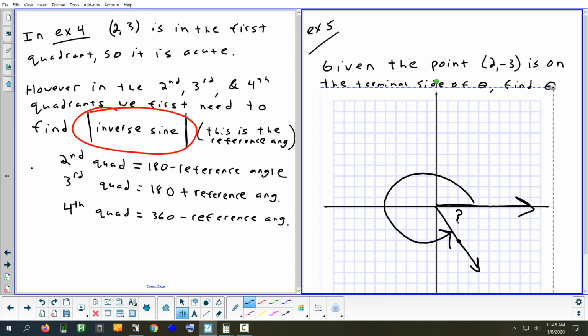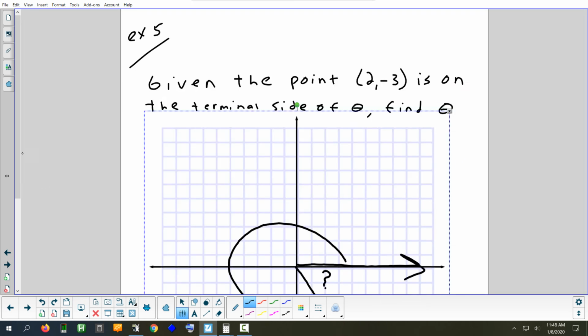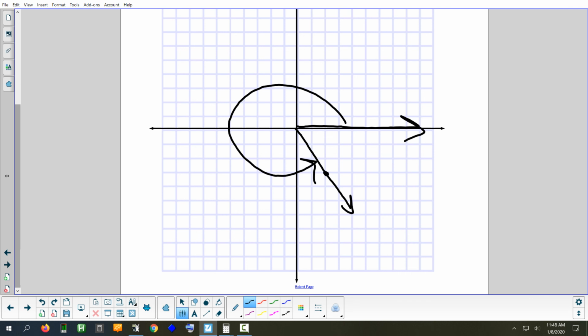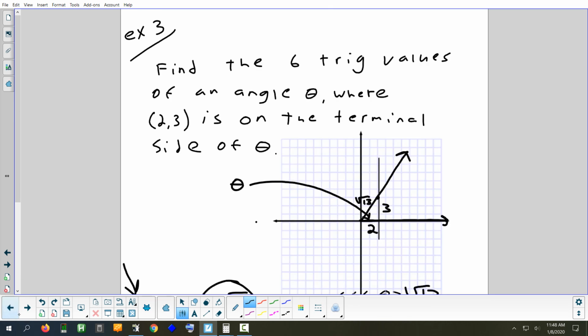Wouldn't the reference angle be the same as in the example we did before? Yes. So the reference angle would be the same. Okay, let's make our triangle, and I'll show you how that works. Here's your point. Make your triangle. This side is 2. This side is 3. That's exactly the same triangle I gave you guys right here. Bottom side was 2. The height was 3. It's just been flipped in a different quadrant.